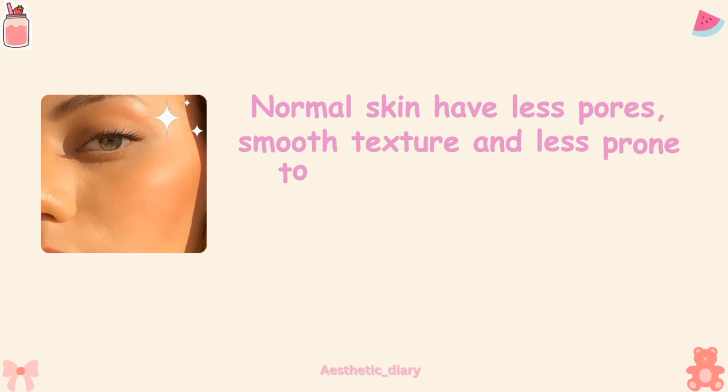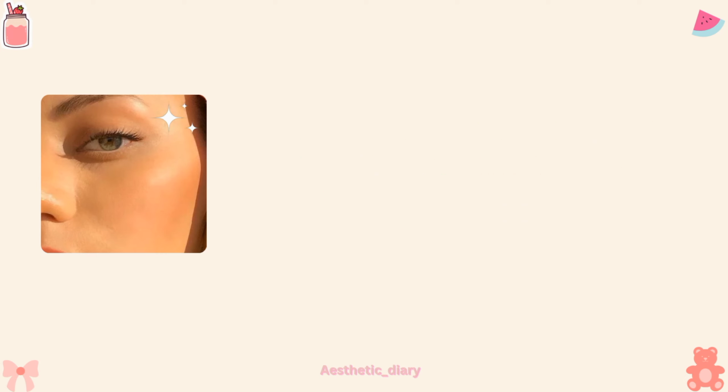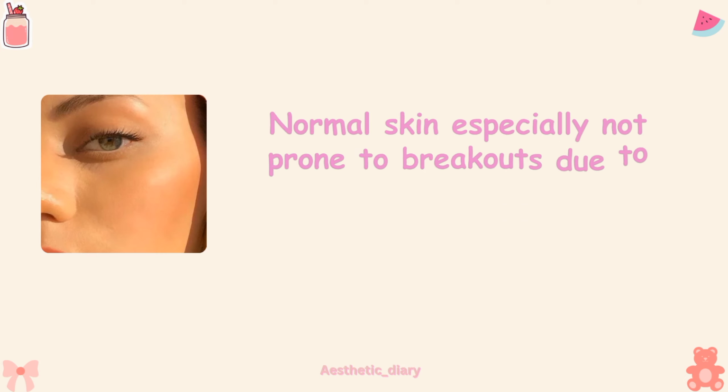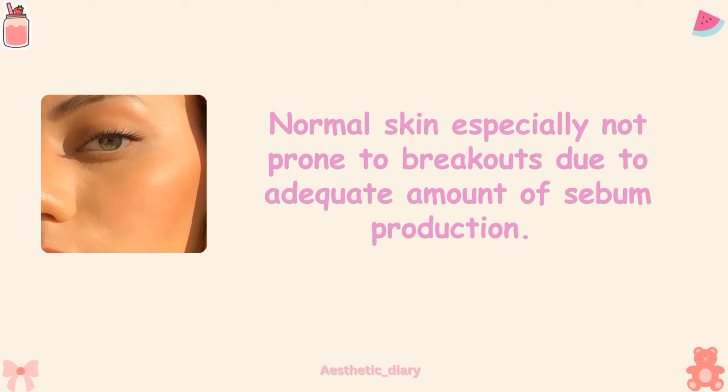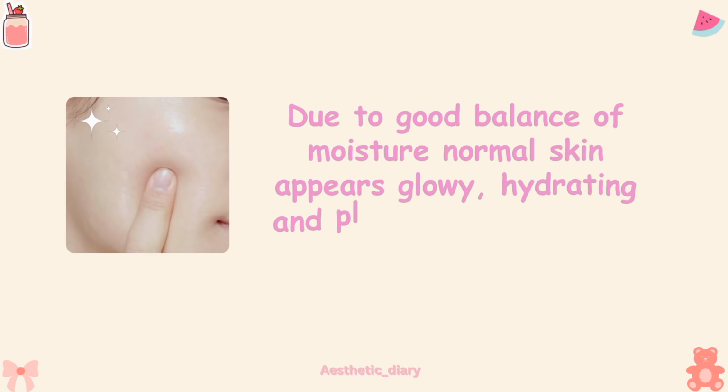Characteristics of normal skin. Normal skin has fewer pores, smooth texture and is less prone to sensitivity, and it usually has a healthy complexion. Normal skin is especially not prone to breakouts, due to an adequate amount of sebum production. And due to a good balance of moisture, normal skin appears glowy, hydrated and plump all the time.